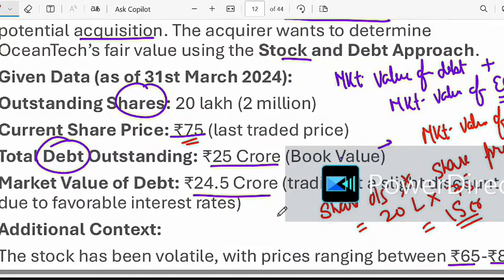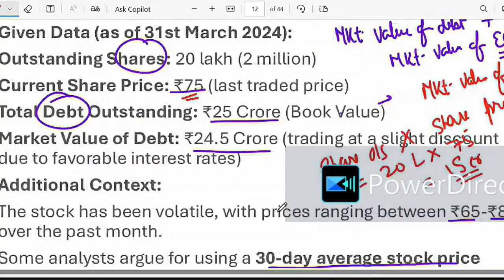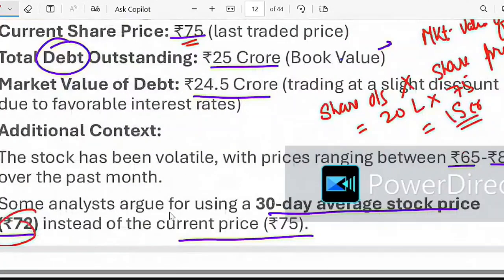Now, what is the analyst suggesting? That you use rupees 72, that is the 30-day average stock price, instead of rupees 75.